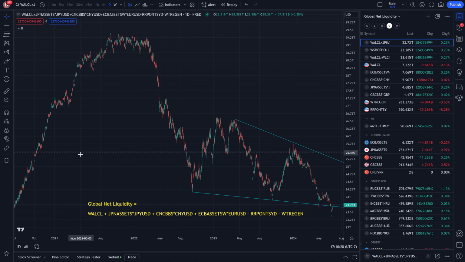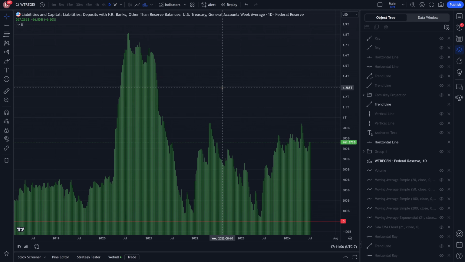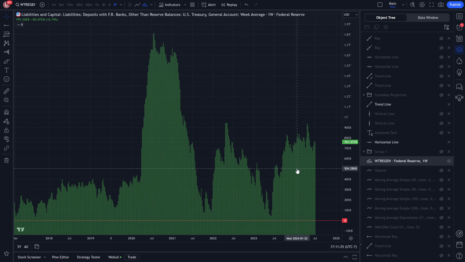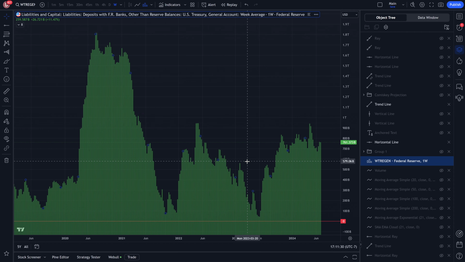So going back to the global net liquidity chart, let's look at TGA, this component right here. This is actually on TradingView. Sorry, I had some old lines on the screen that weren't really relevant to this presentation. But anyway, it is available on TradingView. The problem is that it's the weekly value, so you're not going to get the daily update on TradingView.